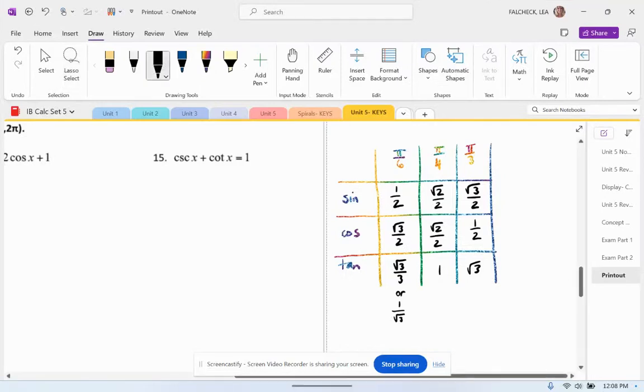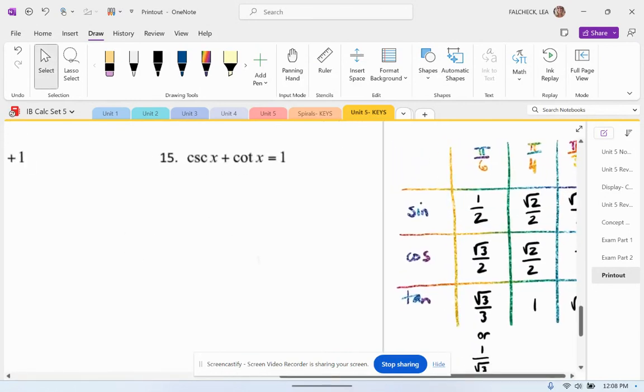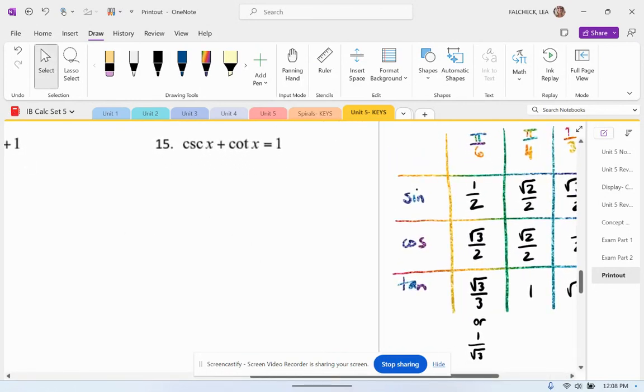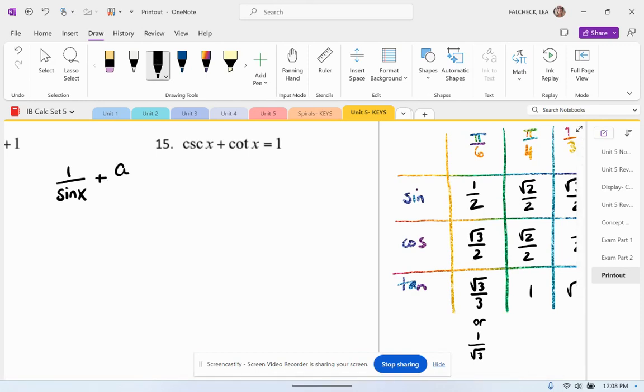All right, so I've got the cosecant of x plus the cotangent of x is equal to 1. I think it would probably be best to turn these into sines and cosines just so we know exactly what's going on. So I can rewrite the cosecant of x as 1 over the sine of x. It's the reciprocal identity. Plus cotangent can be written as cosine x over sine of x equals 1.